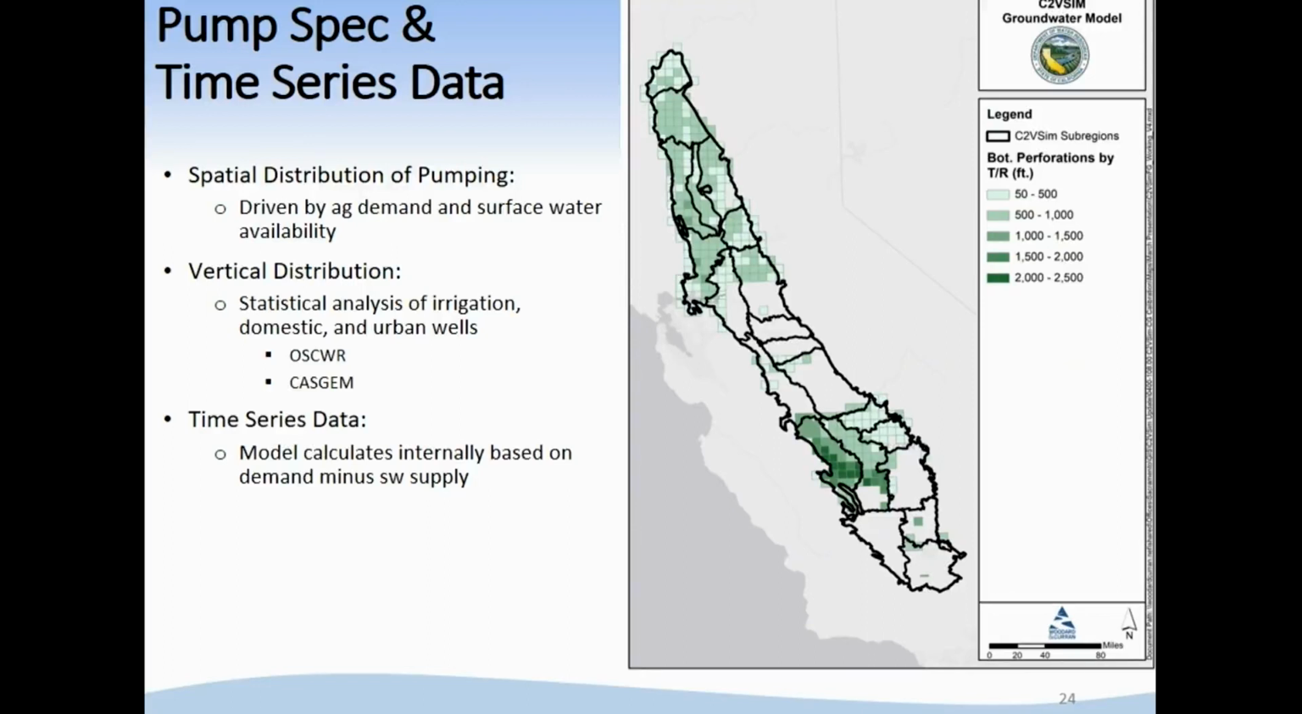For vertical distribution, we use statistical analysis with help from SSPA and some other folks. We collect information from DWR's OSCAR and Calcium databases for top and bottom perforation information for the wells available in these databases. We also use the old C2VSim pumping intervals to come up with top and bottom perforation information for the model for the whole Central Valley. The time series data, again, is dictated by the model based on ag demand and surface water supply.